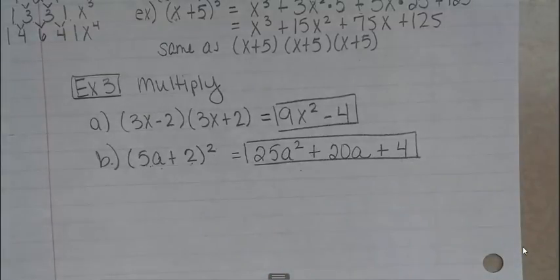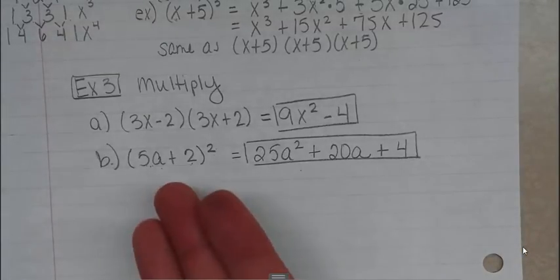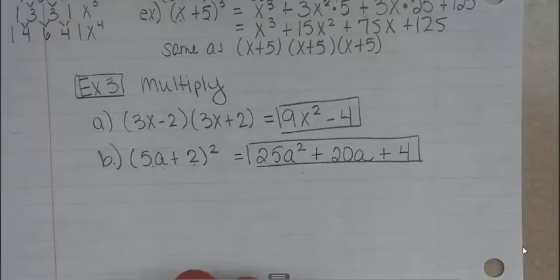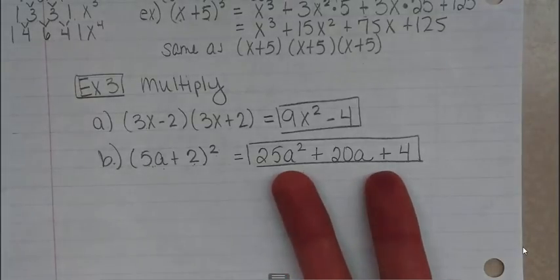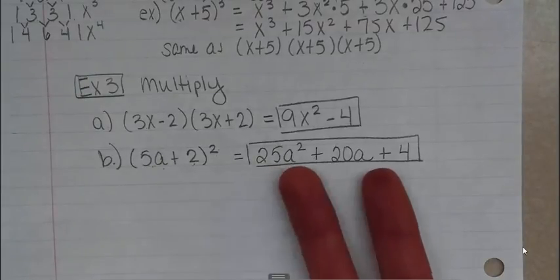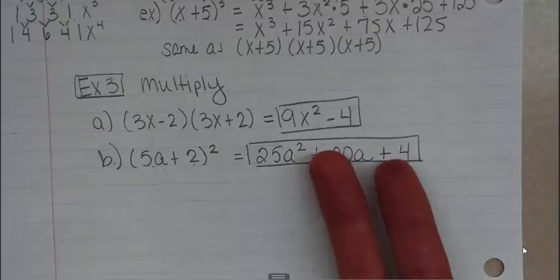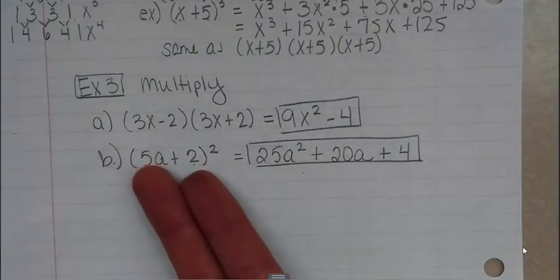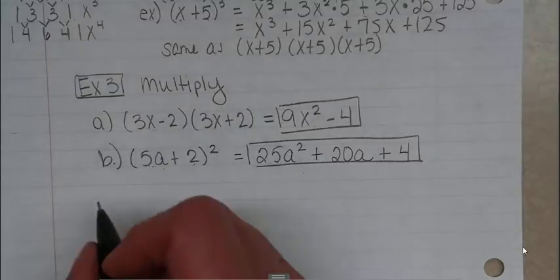If you know these special product patterns, it's going to make your life simpler when you're multiplying, and it's also going to make your life simpler when you're factoring. Because you might look at this and say, oh yeah, that's a perfect square trinomial, which when I factor it, will give me the square of a binomial, or binomial squared.